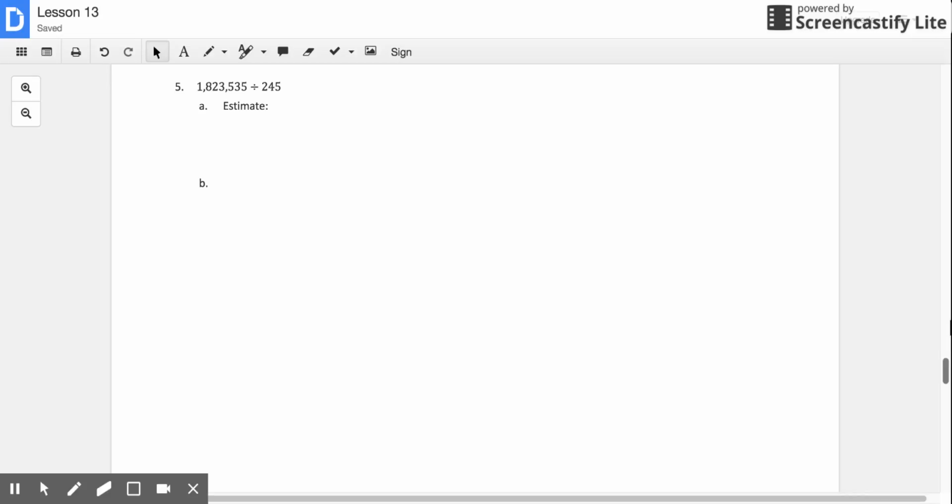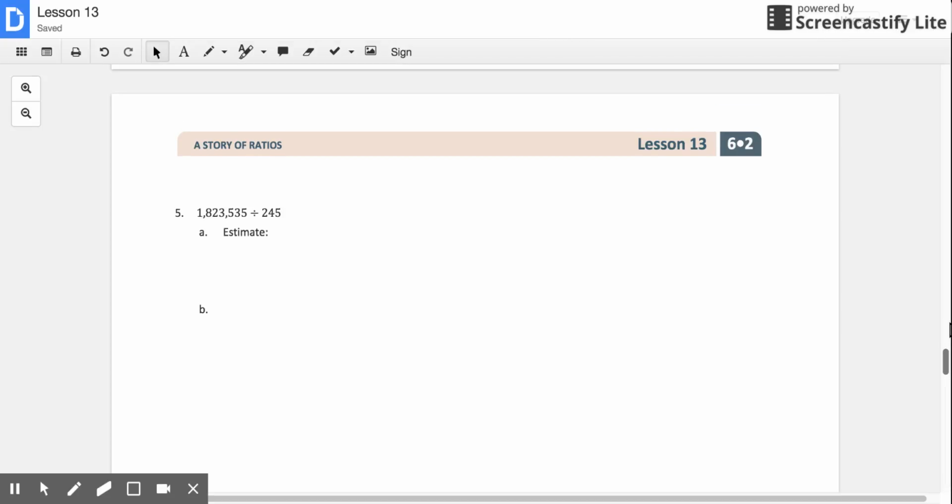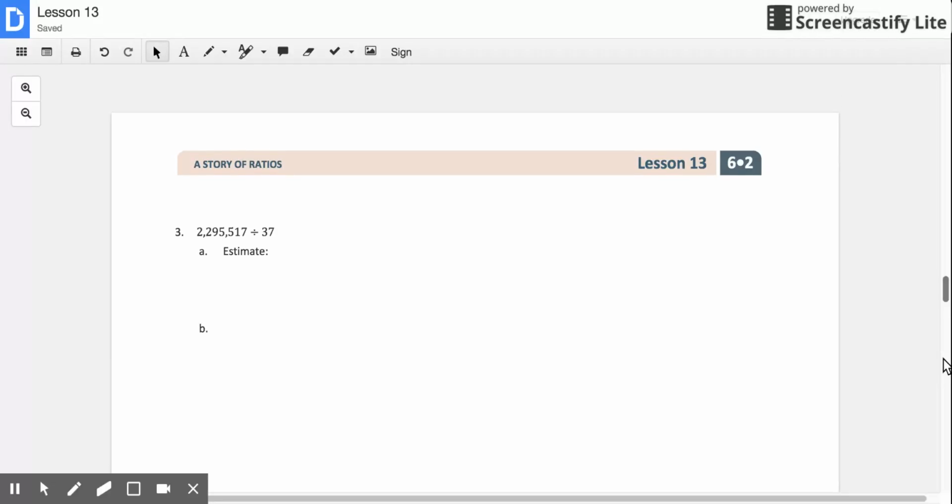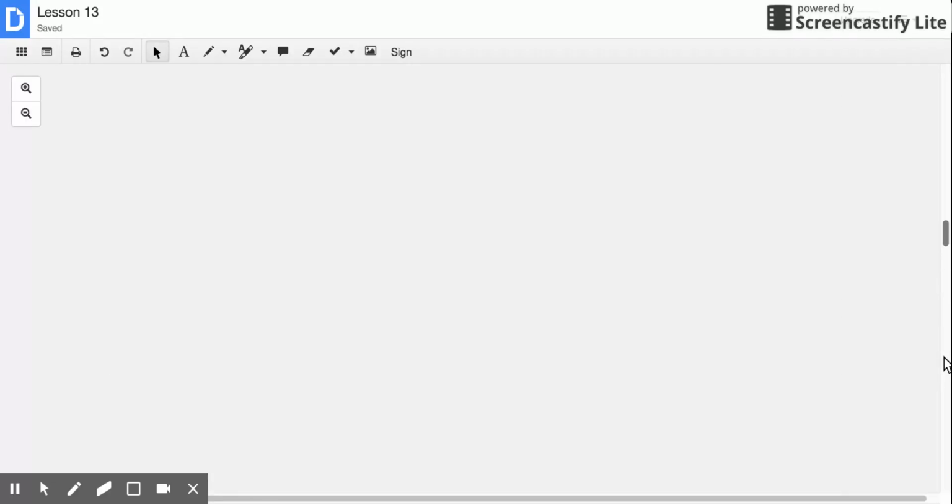All right, so we're on lesson 13, and I opted to skip all the examples because you're going to get a lot of practice with the problem set. So we're only doing exercise 5. So there may be more pages that we skipped. We didn't do 1, 2, 3, or 4.